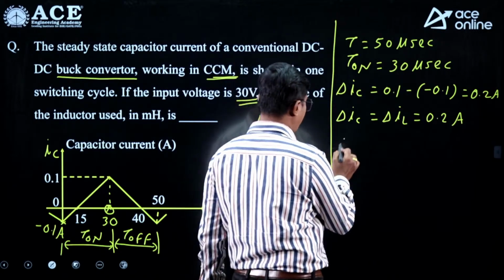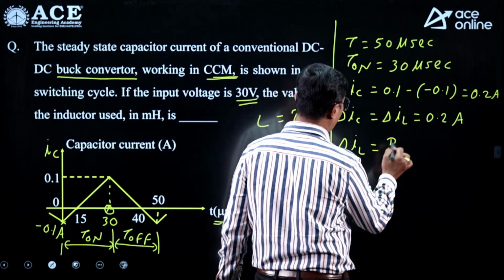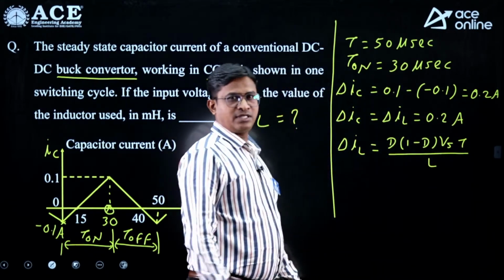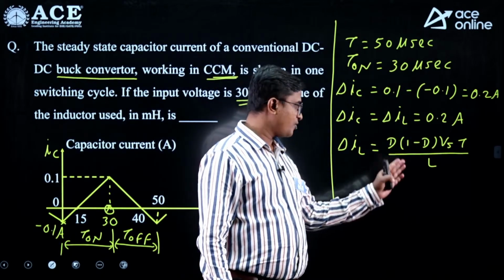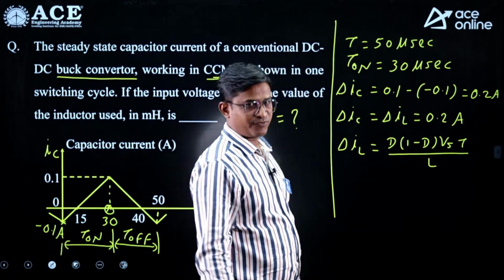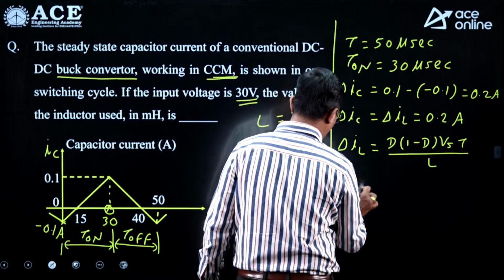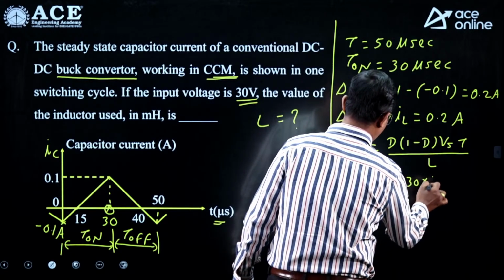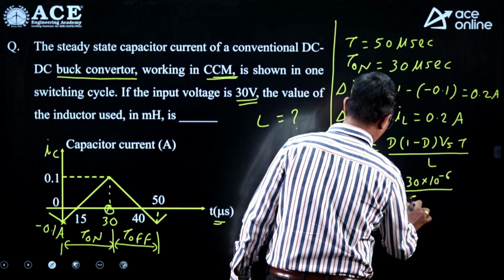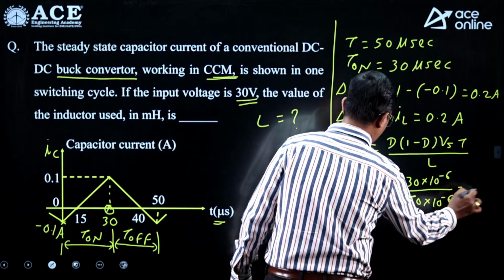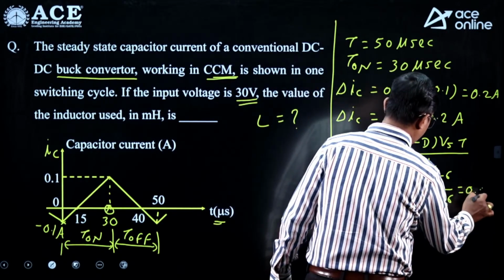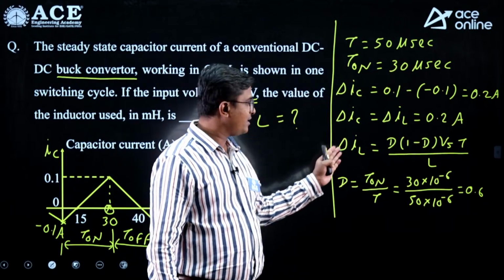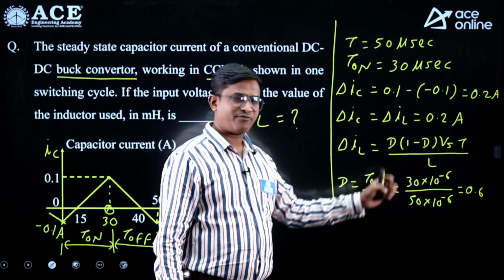Now here simply write delta IL is equal to D into 1 minus D into Vs into T by L. In that, delta IL is 0.2. To simplify this, we need the duty cycle D value first. So what is the duty cycle? Duty cycle D equals T on by T. T on is 30 micro and total time T is 50 micro. So it is 3 by 5, right? So it is 0.6. The duty cycle is 0.6. Now put the duty cycle value here. Delta IL is 0.2, T is given, so we can find the L value.